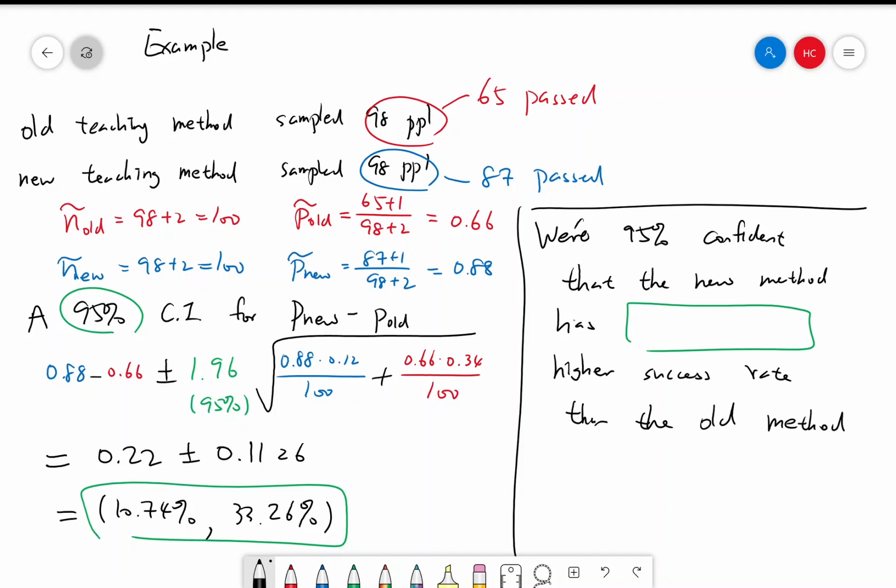In particular, that means the new teaching method has at least 10.74% higher success rate than the old method. All right, so this is for section 5.5.